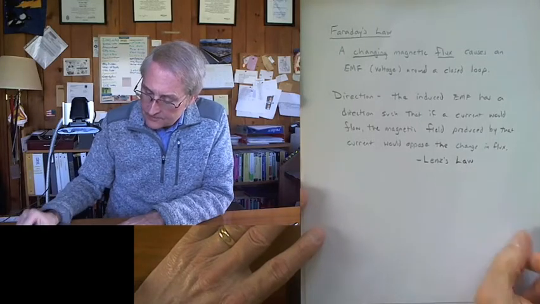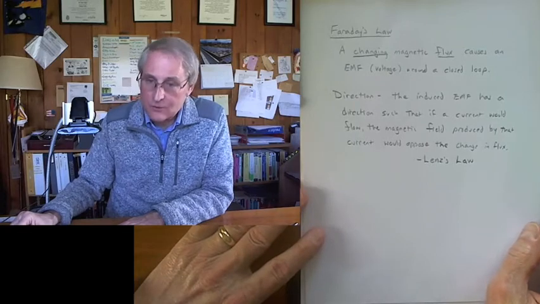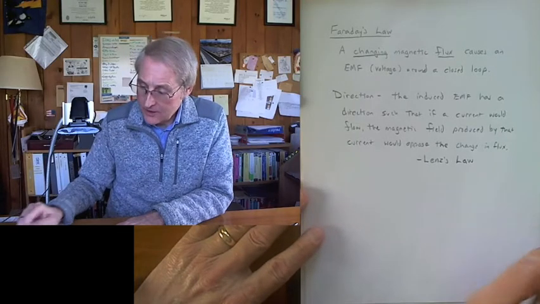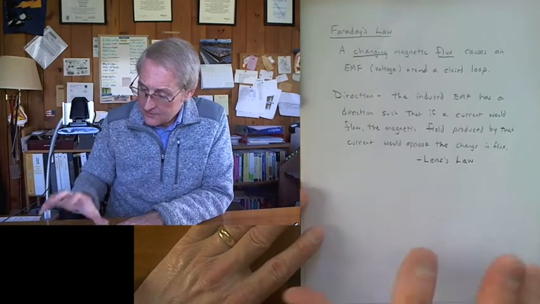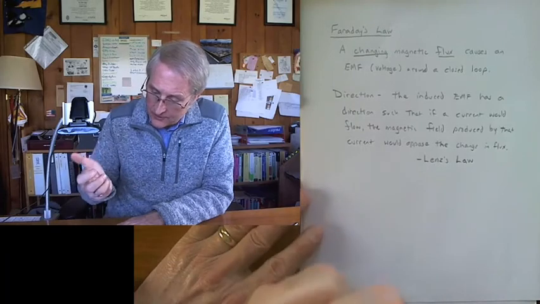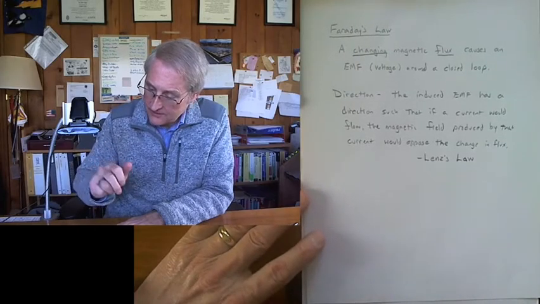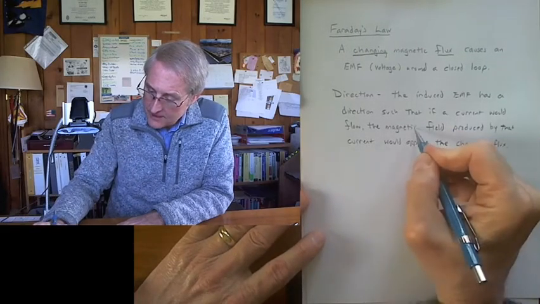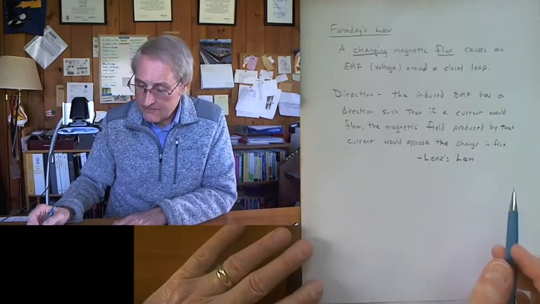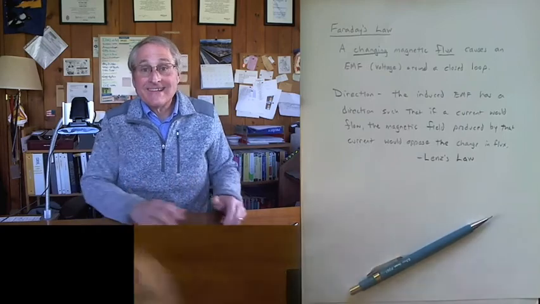So you'll need the right-hand rule for the direction of the magnetic field created by a current to figure out which way the magnetic field would be by the current, and then you orient it so that any change in flux is opposed. If it's decreasing, you try to increase it. If it's increasing, it tries to decrease it. Okay, so that's Faraday's law in words.